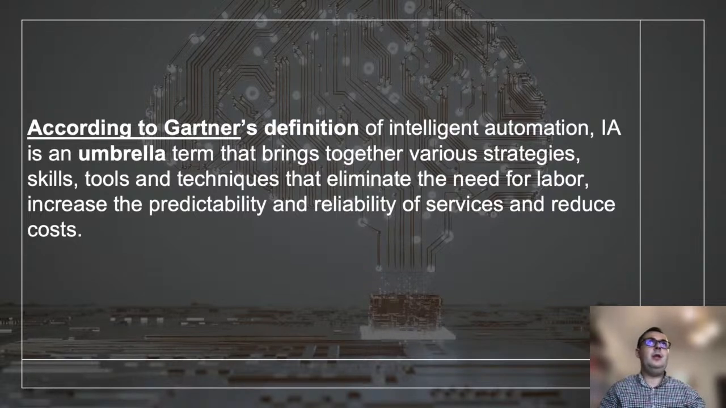intelligent automation can have many definitions, and all of them are quite different in some respects. So according to Gartner, different from the definition of IBM, it is incorporated into an umbrella term that holds together various strategies, skills, tools, techniques that of course eliminate the need for labor, but they, let's say, redirect it towards some other activities that the robots cannot do, and also of course at the same time reduce operational costs.